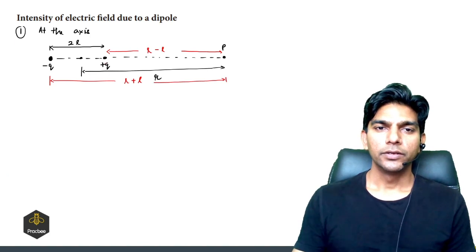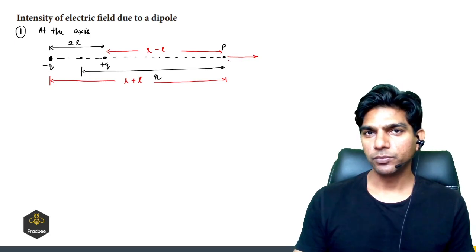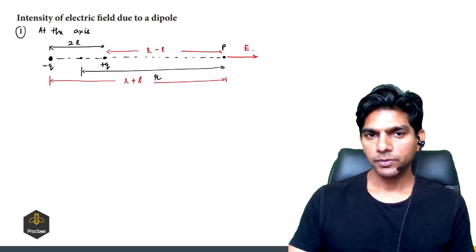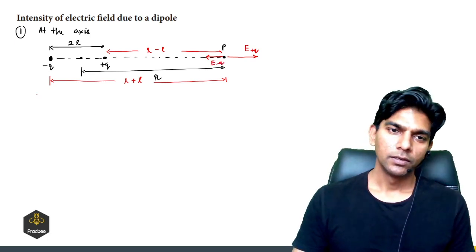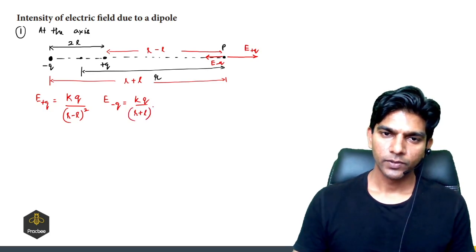Due to the positive charge, the field will be in the right direction. Since the positive charge is close to point P, the electric field will be stronger. So this will be, let us say, E plus Q. Due to the negative charge, the field will not be that strong, and it will be in the opposite direction. So this will be E minus Q. Now E plus Q is K, where K is 1 by 4 pi epsilon naught, times Q divided by R minus L square, and E minus Q will be KQ upon R plus L square.